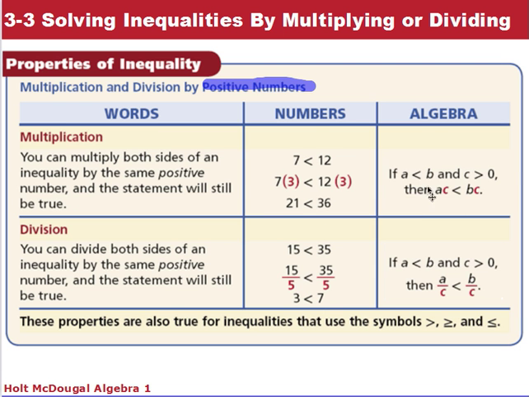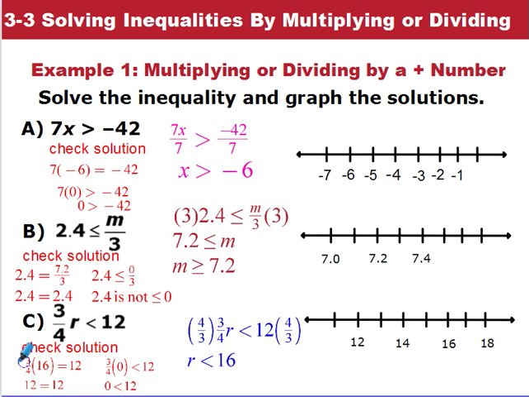Algebraically, if a is less than b and c is greater than 0, so c is a positive number, then a times c is less than b times c. And again, the same holds true for division. If a is less than b and c is greater than 0, then a divided by c is still less than b divided by c. These same properties, multiplication or division by a positive number, hold true for the other three inequalities: greater than, greater than or equal to, and less than or equal to. So let's run through some examples.